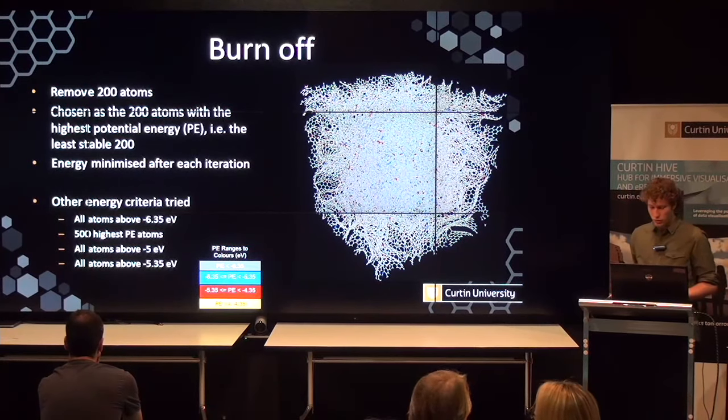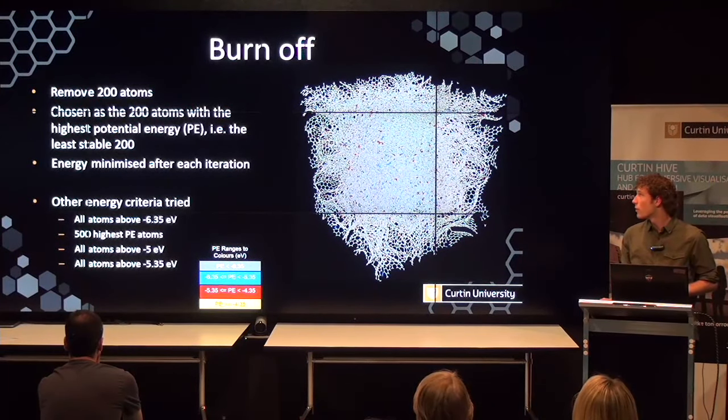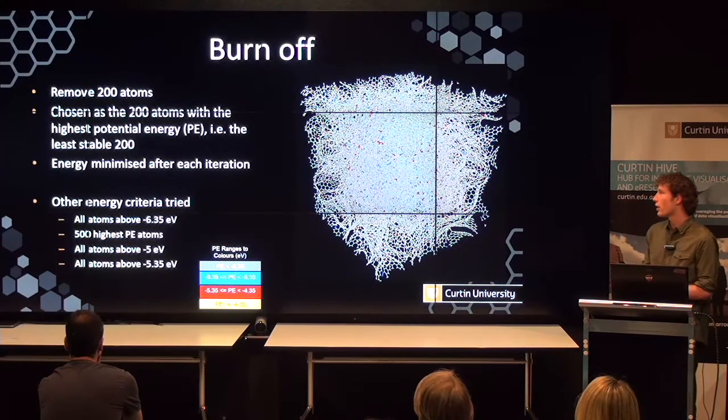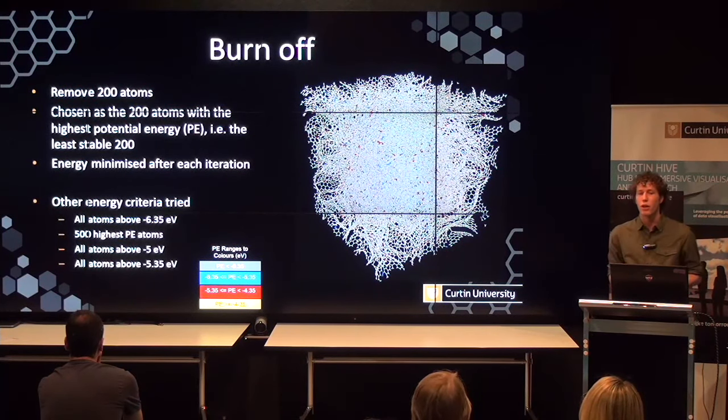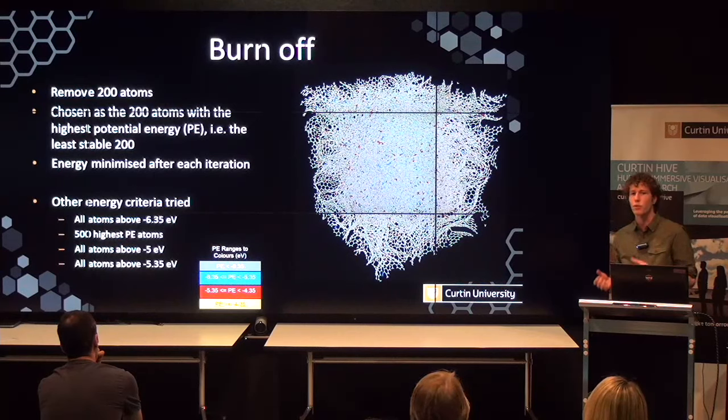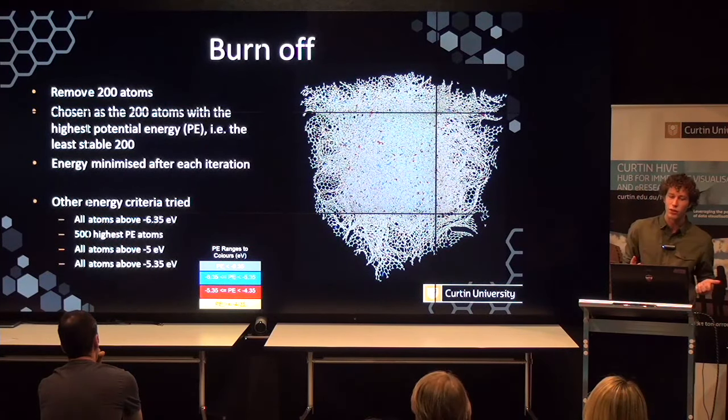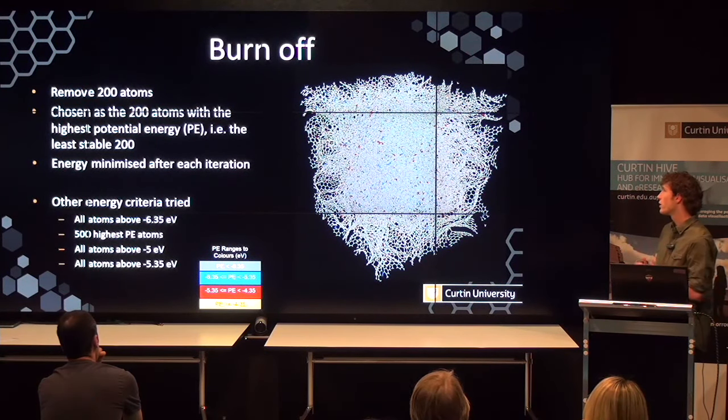So to simulate the burn-off, we would remove 200 atoms at a time, and we chose the 200 highest potential energy atoms as they're most likely the least stable, and therefore hopefully the ones that are most likely to get burnt off first. And then we would re-minimize the energy of the structure.